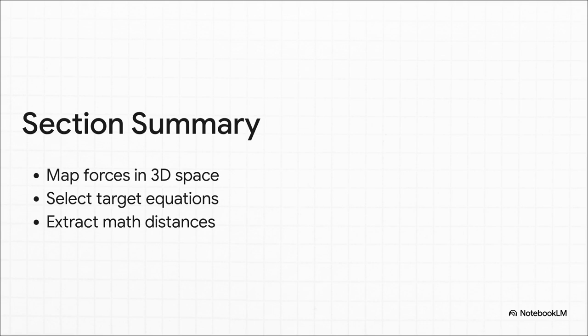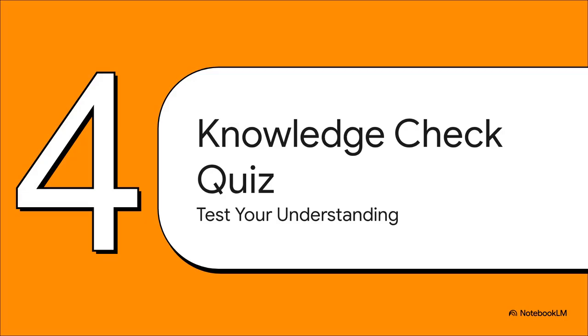That breakdown is exactly the systematic procedure you're going to need to rapidly execute on your final exams. Map it out in 3D space, pick your Cartesian vectors, and extract the perpendicular distances mathematically. Don't try to guess the geometry. Always trust the equations. Time for Section 4, our Knowledge Check Quiz.